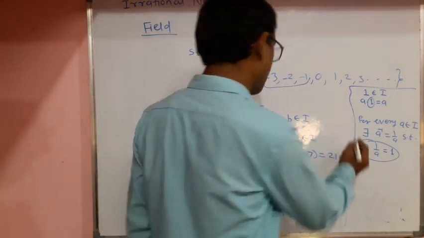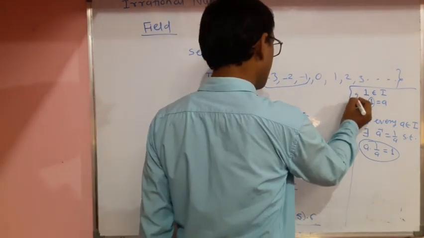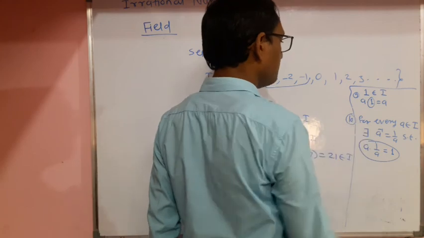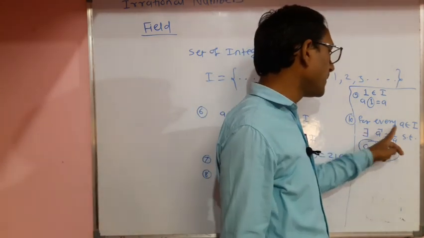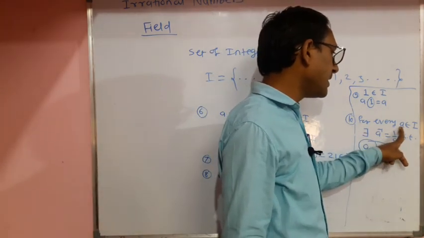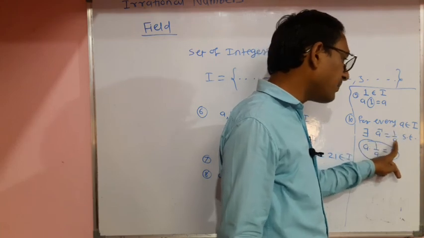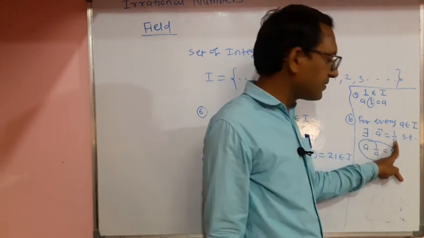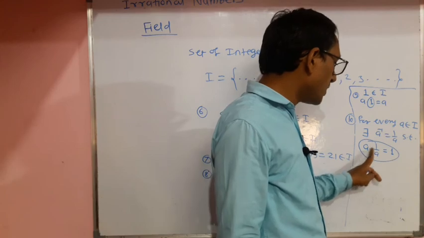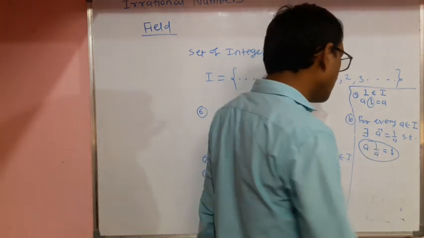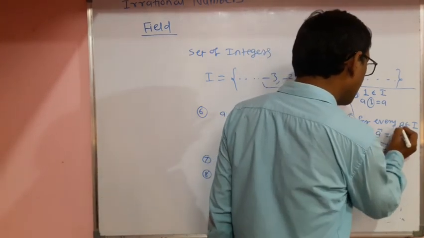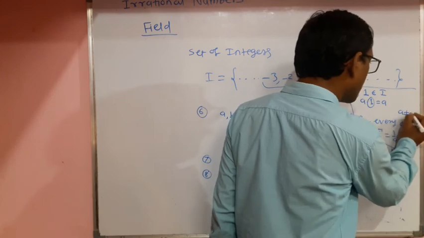And here the next condition, this is number 9, this is number 10, and this condition is that for every integer there exists an element of the form 1 upon that integer such that a into 1 by a is equal to 1. But here this a is non-zero, a not equal to 0.